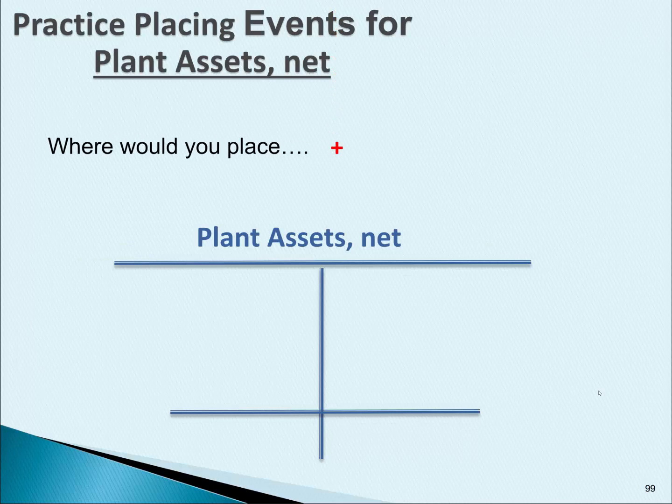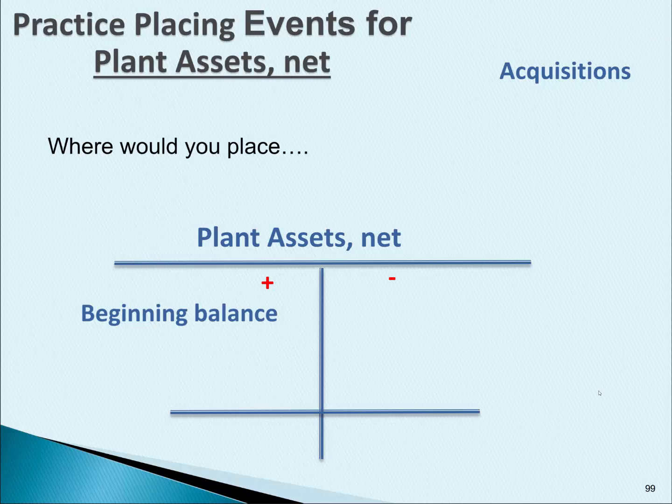Where is the plus on this T account? Since these are assets we're talking about, the plus goes on the debit side. And of course, that means the minus is on the opposite side, the credit side. Where would we place the beginning balance? Beginning balance in the T account is going to go in the upper left. If we acquired some plant assets, where would we put that number? Acquisitions would go on the top left, on the plus side, obviously.